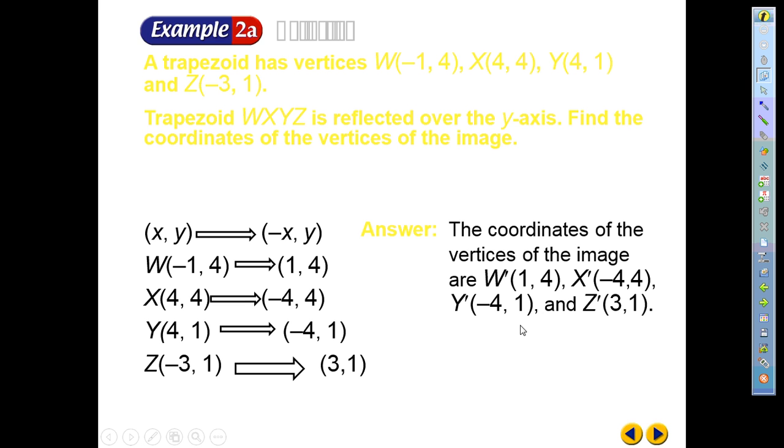So those would be our new points. Don't forget also, when we talk about a new point, we use the prime. So if the original was W, the new point is going to be W prime.